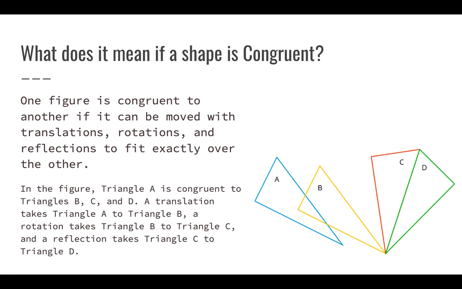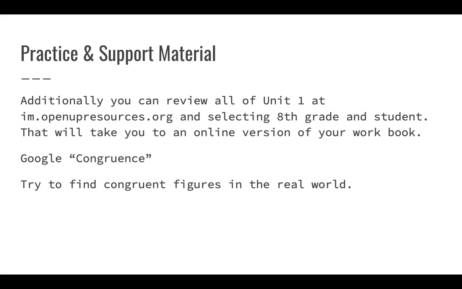Shape C and shape D are also congruent. They're congruent because I could do a rigid transformation of a reflection. If I reflected shape C, it would get exactly where shape D is, and they would be the exact same size, shape, and measurement. So, what does it mean if a shape is congruent? It means that there is a rigid transformation or multiple rigid transformations that would put one shape exactly over the other, meaning the two shapes would be the same size, shape, and measurements.